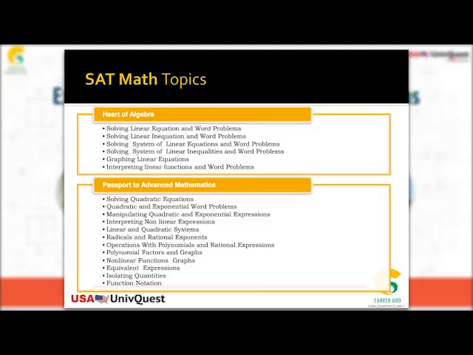When I say Passport to Advanced Math, you have mainly higher degree functions like quadratic functions. You have interpreting non-linear expressions, exponential expressions. You have isolating quantities. You have function notation, equivalent expressions. So my suggestion to you is you need to go through each and every topic before your final exam day. If you did not go through any topic, there is a high chance that you get a question from it, so you might miss it.